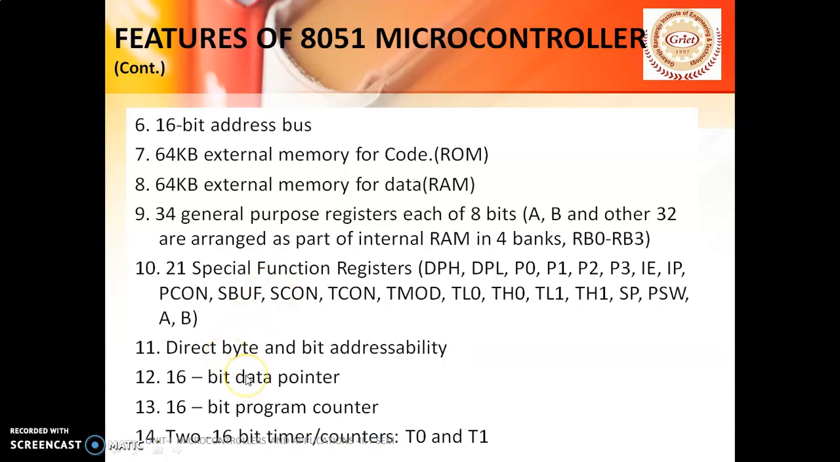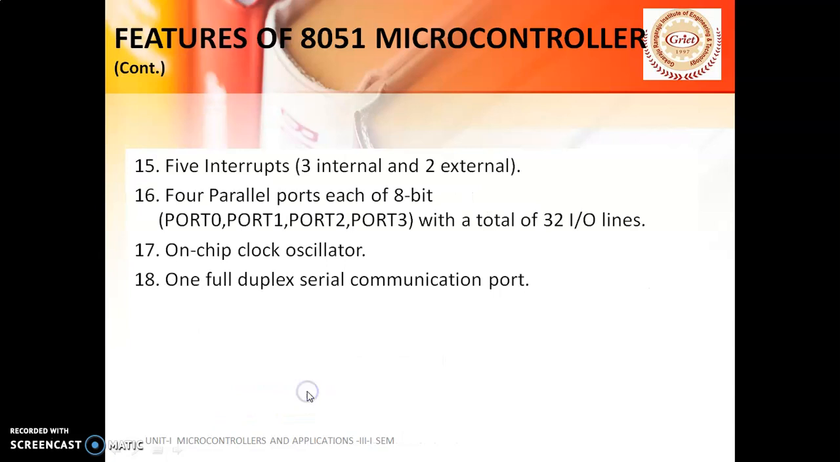It has a 16-bit data pointer and 16-bit program counter. There are two 16-bit timers and counters, that is timer 0 and timer 1. We have 5 interrupts. There are 4 parallel ports, that is port 0, port 1, port 2 and port 3. There is an on-chip clock oscillator and it has one full duplex serial communication port. Let's see all this in detail in the next coming slides.